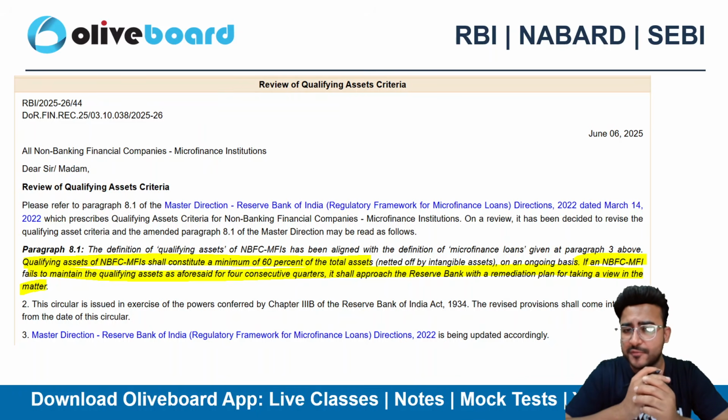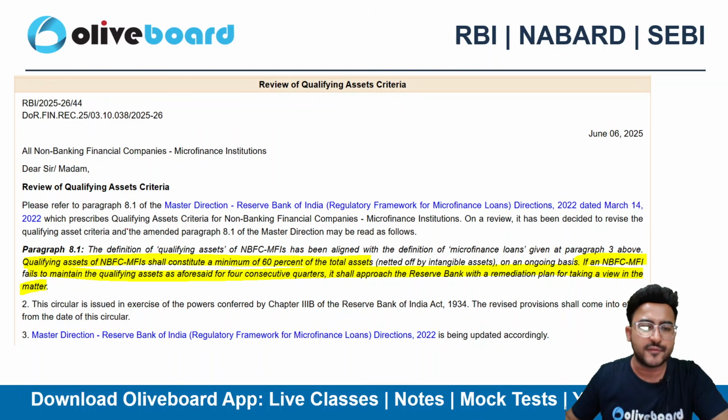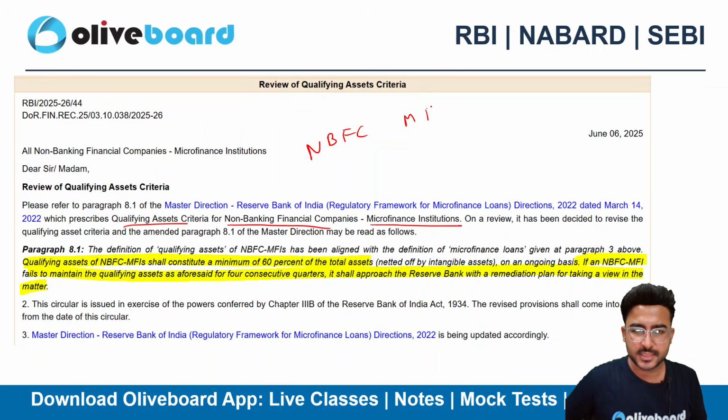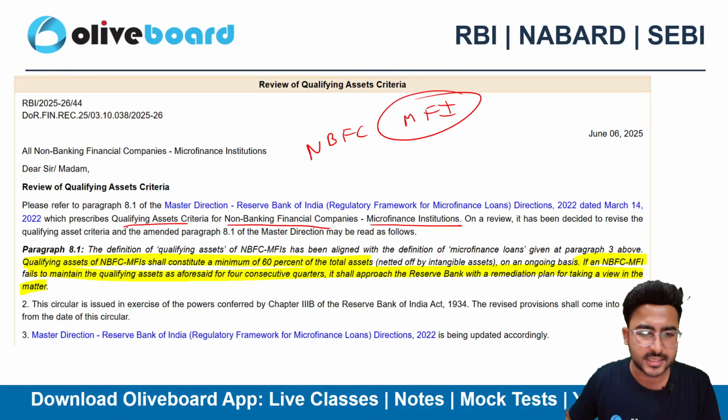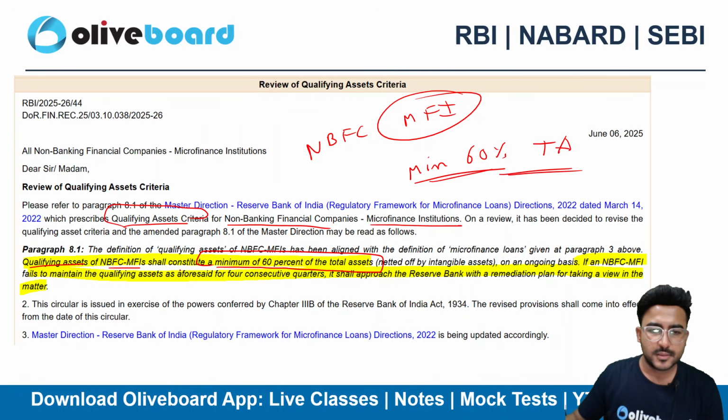Next is a review of qualifying asset criteria. There is a small change in the qualifying asset criteria of NBFC microfinance institutions. If you are an NBFC MFI, then there is a small change in the qualifying asset criteria. They have changed the definition of it. Qualifying assets of an NBFC MFI shall constitute a minimum of 60% of the total assets, on an ongoing basis as of now.